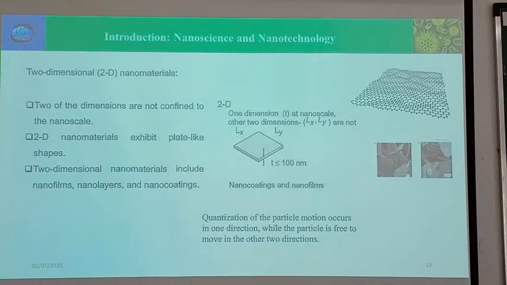Here is a graphene sheet, an example of a 2 dimensional material. Here are nanoplates, called 2D plates, an example of 2 dimensional nanomaterials.